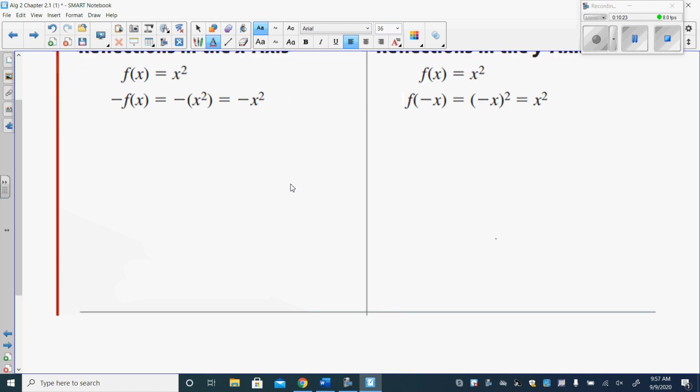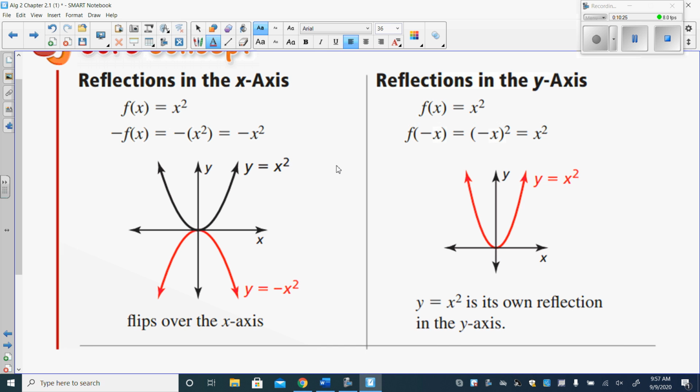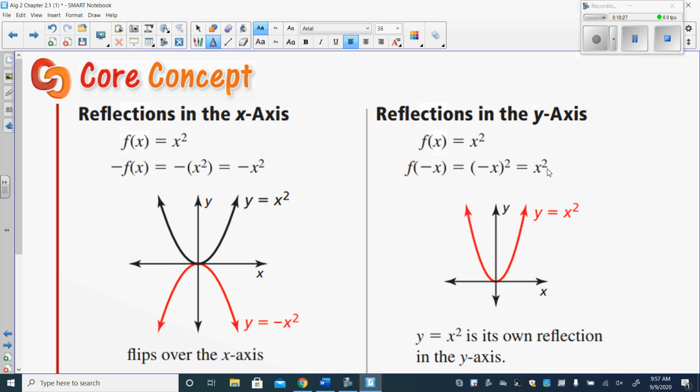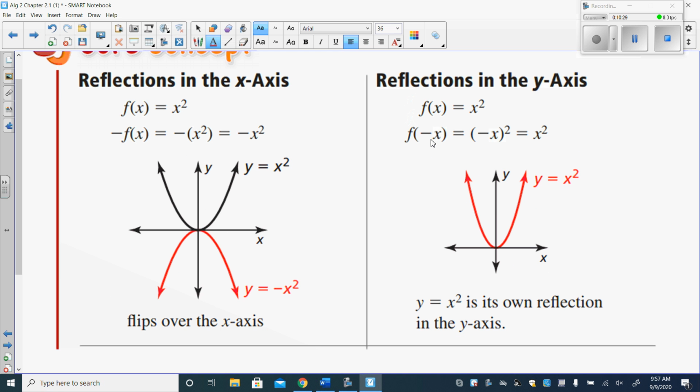So we're going to move on to the next part, reflections in the x-axis or y-axis. If the negative is outside of the parentheses, it's across the y-axis. If it's inside the parentheses, it's across the x. Now they kind of drop it for this case here. It's not really important, because when we square it, it kind of goes away.